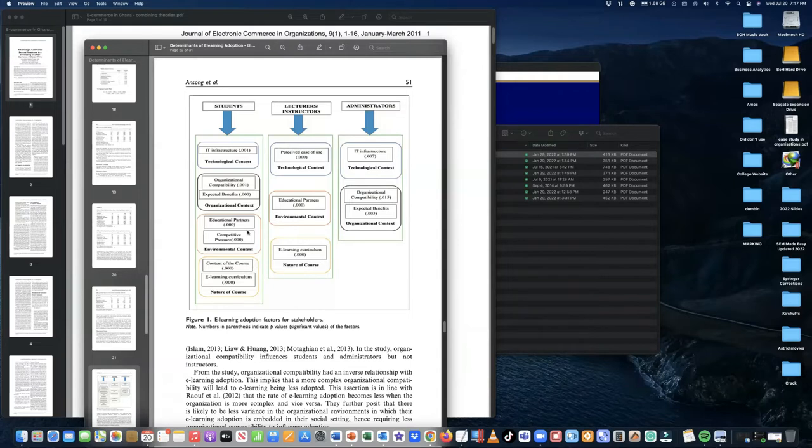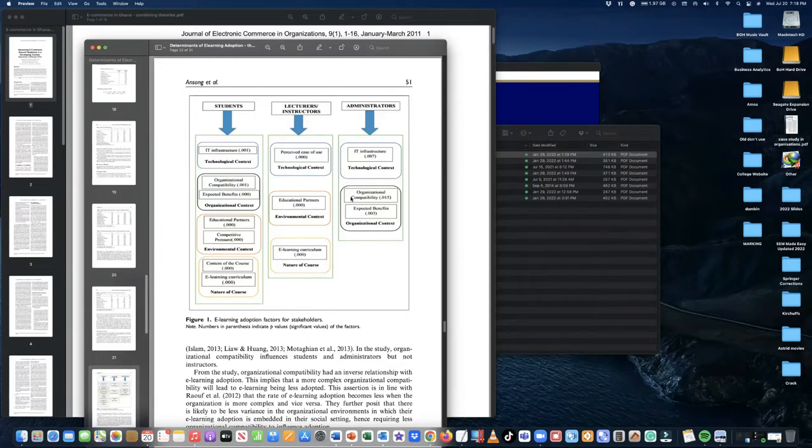So administrators are not looking at the environmental context, but lecturers will, because one of the environmental factors for lecturers was educational partners, and it's on the grants they get, which can support the program they are doing. So this is how a multi-stakeholder perspective does the work. You take each stakeholder and run the variables through, and you can see what the outcome will be like. Do you understand it? Yes, please.